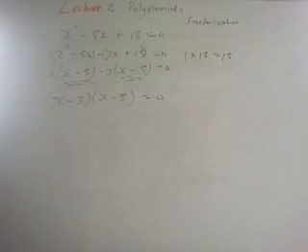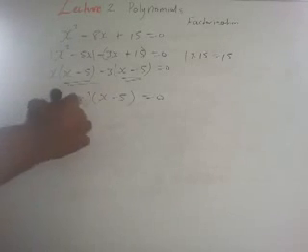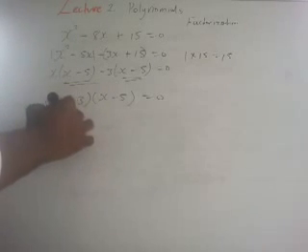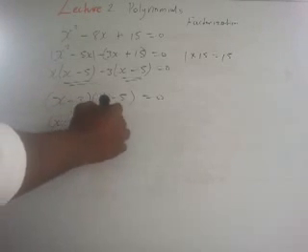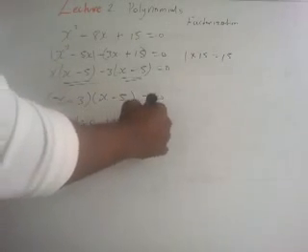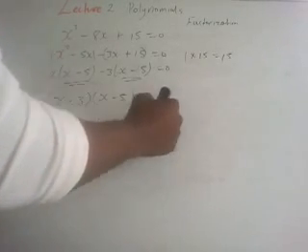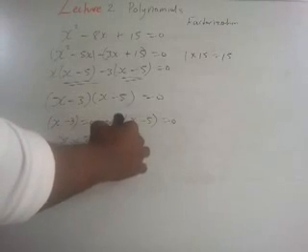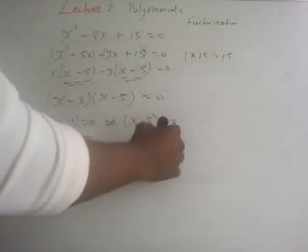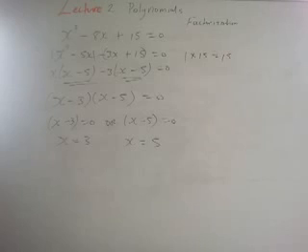Now let us go ahead and solve for x by equating each bracket to 0. So x is equal to 3 or x is equal to 5. And that is the solution for the quadratic equation. Now let us do some polynomials of higher degrees.